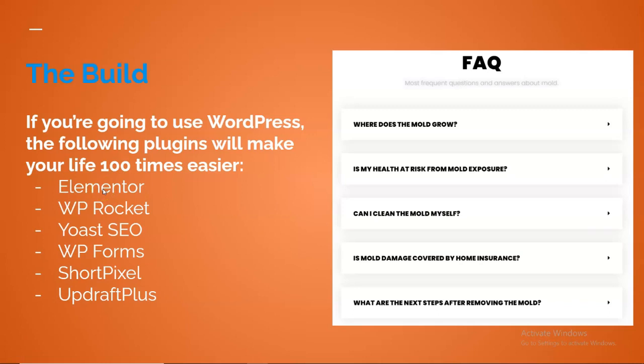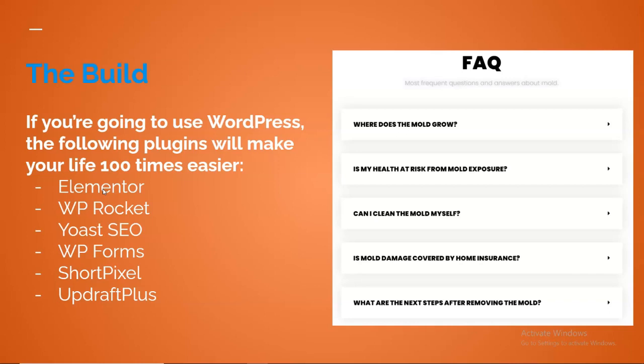WP Rocket will help you optimize your website in order to make it fast. Elementor will be used for building pages. Yoast will be used for some basic SEO optimizations. WP Forms will be used for building contact forms and adding them to your site. Short Pixel will also be used for speed optimization, specifically images. And Updraft will be used for backing up your website.